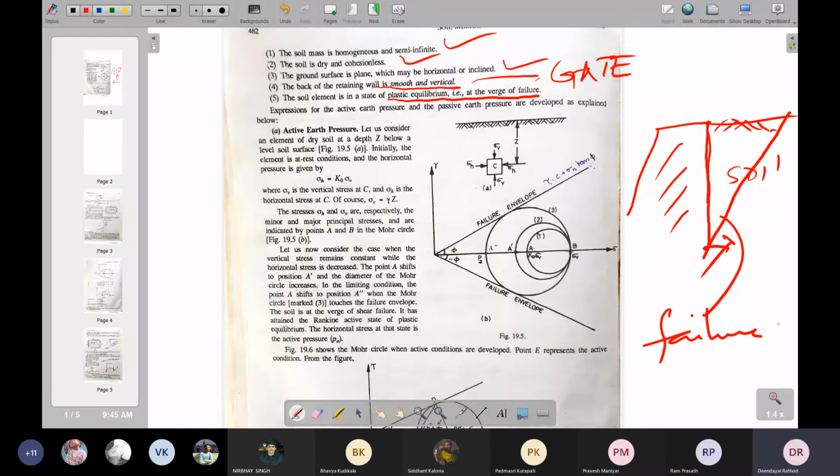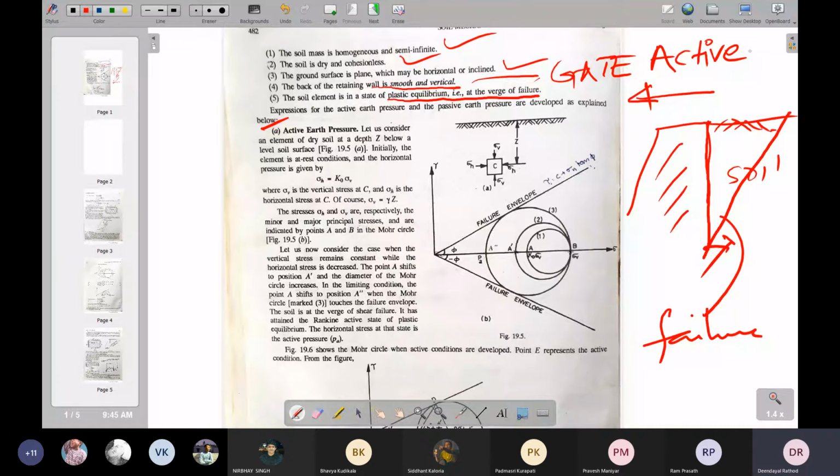Now let us focus on this particular active earth case. Already we know what this active earth case is. When the wall moves away from the soil, the soil is pushing the wall, and then this active case arises. Understand? That is called the active pressure. What is passive pressure? When the wall is pushing the soil, that is called the passive pressure. At rest, we have already seen. So how Rankine derived this equation is what we are going to see.